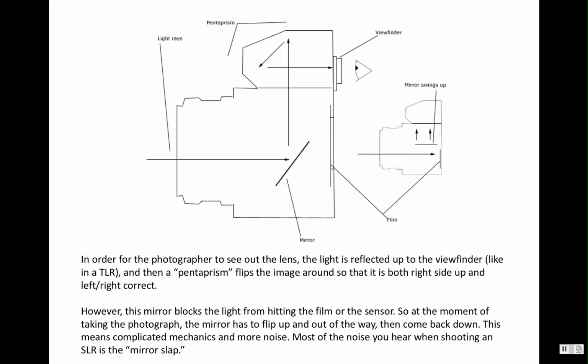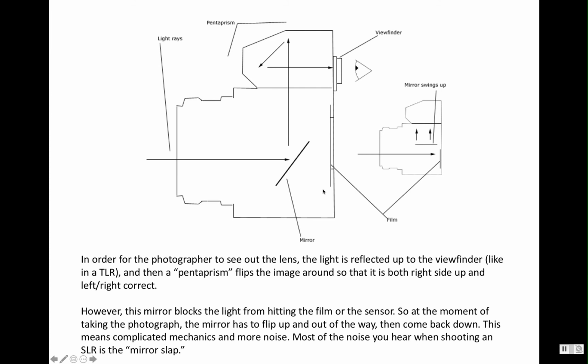In order for you to see out of the same lens you're going to take the picture with, you have to have a mirror inside this camera, like the TLR, like the old camera obscura, that's going to reflect that image up into a viewfinder and flip that image around. And this viewfinder has what's called a pentaprism, which makes it so the image will be right side up, but it will also be left-right correct, and that's great. The downside is that same mirror is blocking the light from getting to your film or your digital sensor.